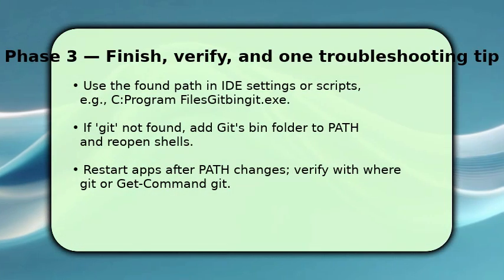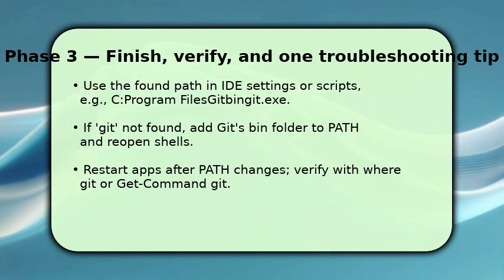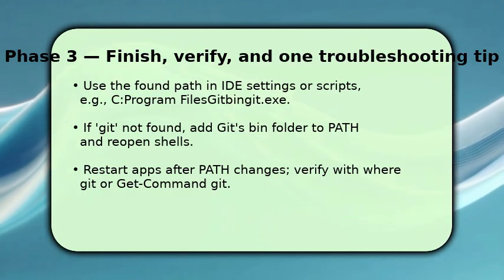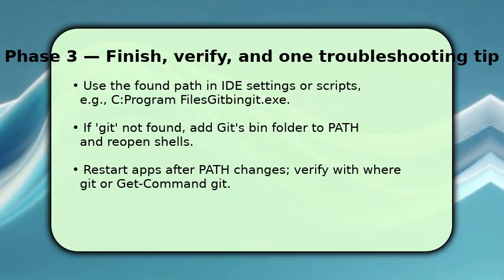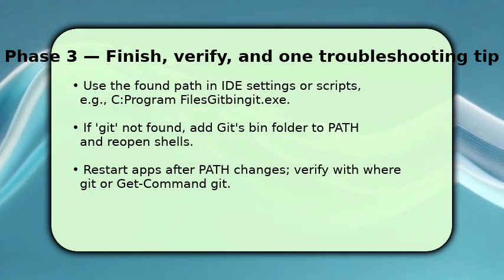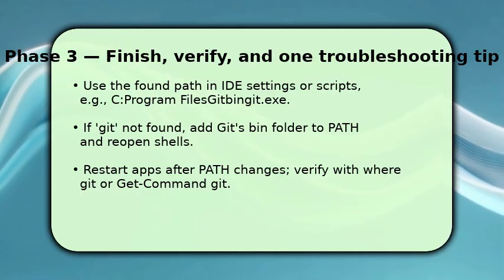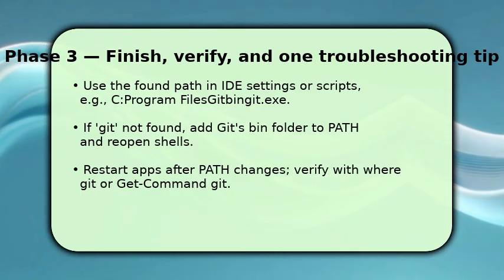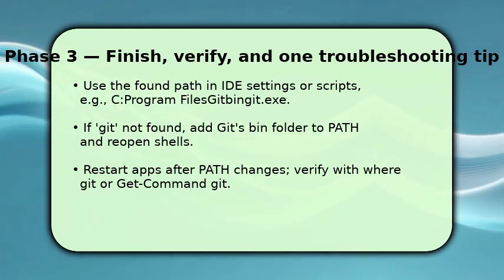To finish, paste the located git.exe path into your IDE or scripts. Use the exact full path, for example /Program Files/Git/bin/git.exe. Once done, restart any open terminals or applications so they pick up path changes. If the commands return nothing, add Git's bin folder to your path environment variable and then reopen your shell. This is the common fix.